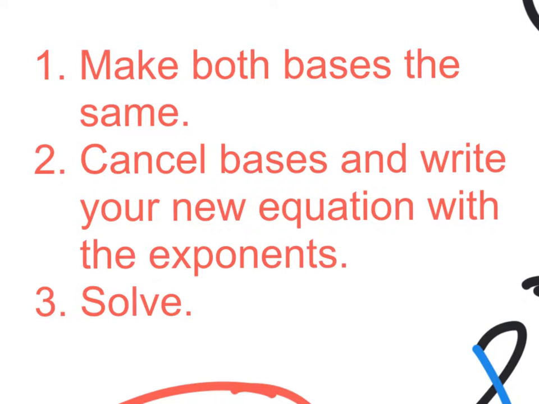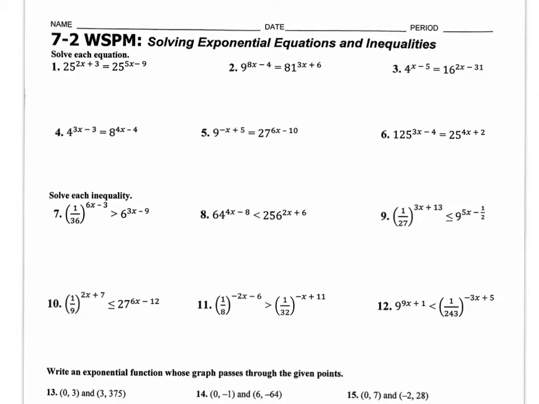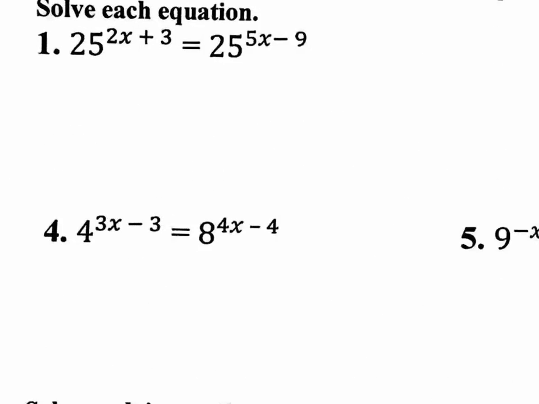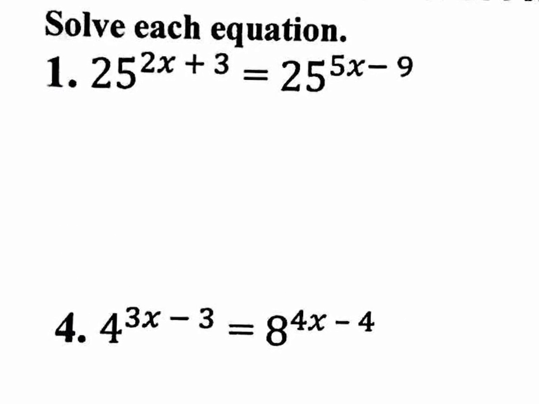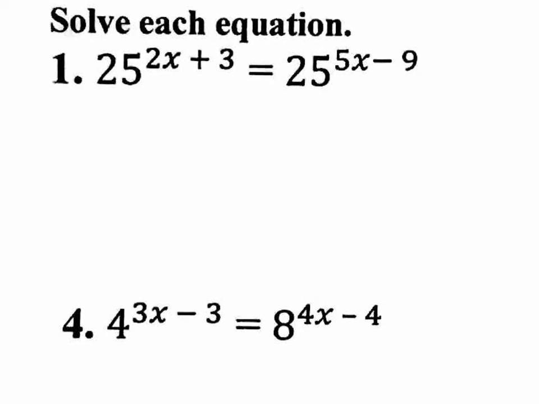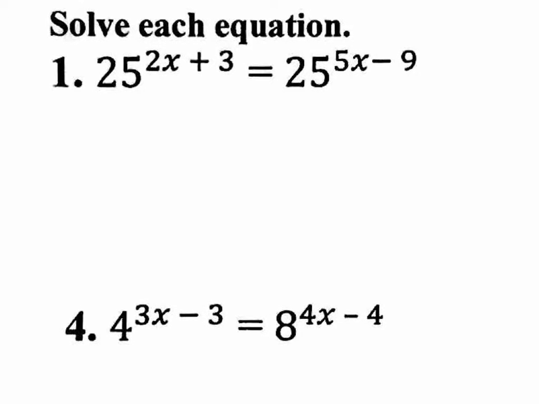Let's try it on the worksheet that we have for homework. This is our worksheet 7.2. Our quiz will involve these types of questions, solving equations and solving inequalities. If I look at number 1 on our worksheet, it says 25 to the 2x plus 3 equals 25 to the 5x minus 9. You want the same base. Do we have the same base? Yes, so we don't need to manipulate anything.